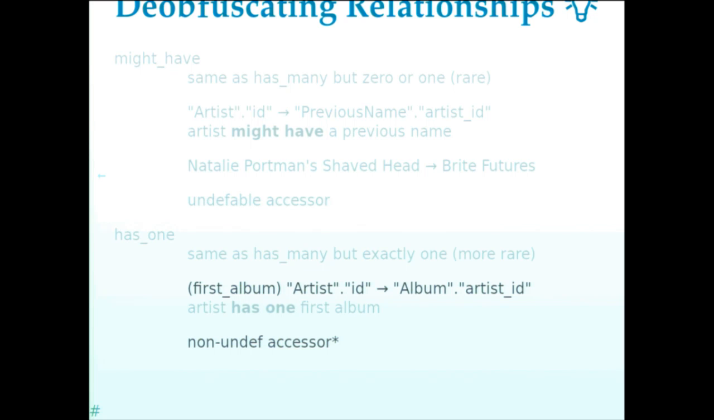Now, this should be a non-undef accessor, but again, because users lie and databases have bugs, we can't really trust that. In fact, when I was making my slides, I grepped for all the has ones in our database. And we have a few has ones that should be might haves because they're not ensured. It's a hassle.